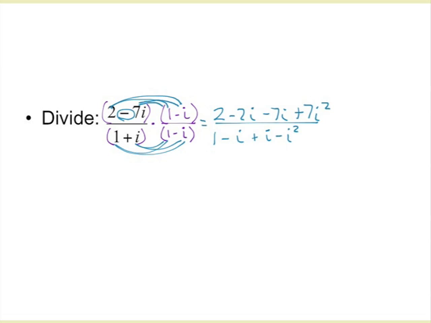So then to clean these up, an i squared is a negative 1, so that's going to change this to a minus 7 on the top, which gives me then negative 5 minus 9i. And that i squared on the bottom is going to change this to a positive 1, so I get 2. And the i's cancel out.